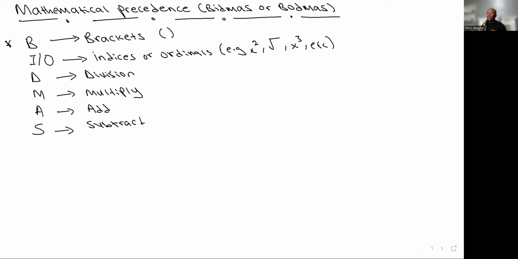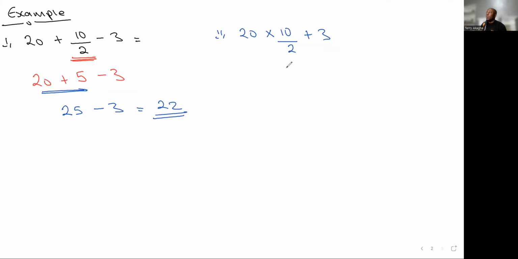So the first thing we do, we have to divide, then we multiply, then we add. So let's go. We have to divide first. This is going to give us 2 times 10 divided by 2 will give us 5, then plus 3.